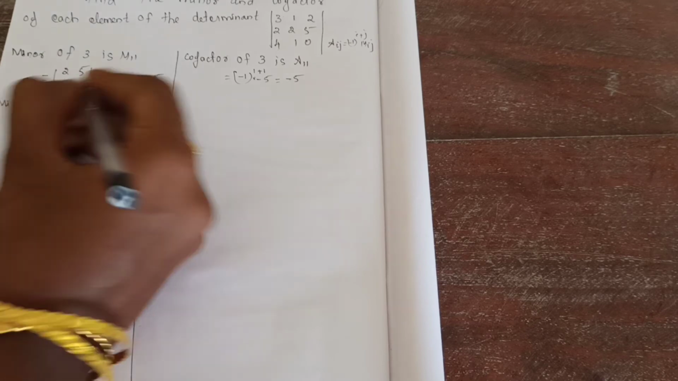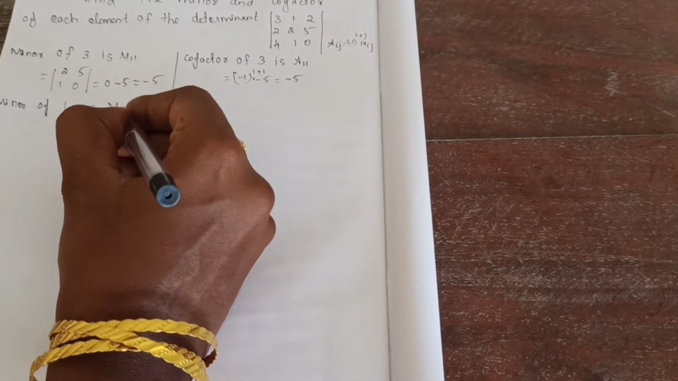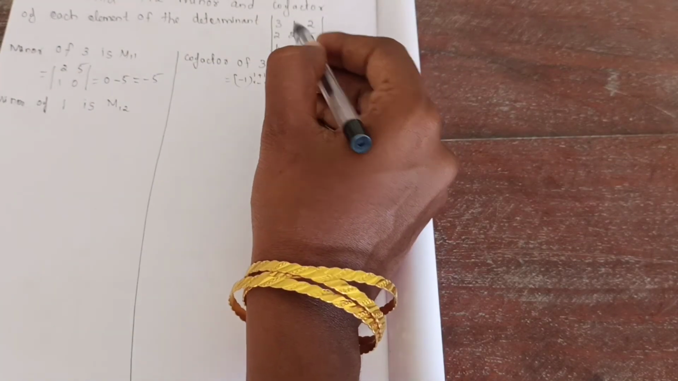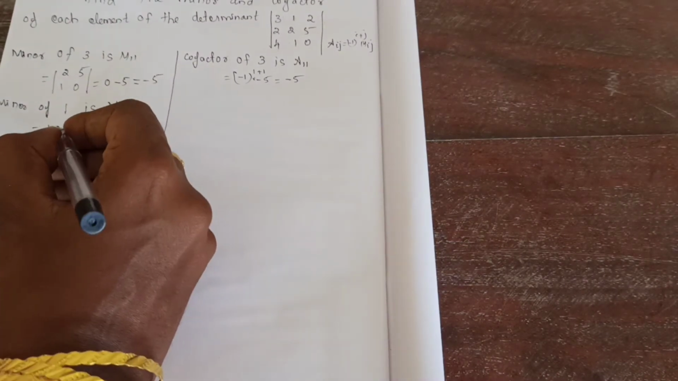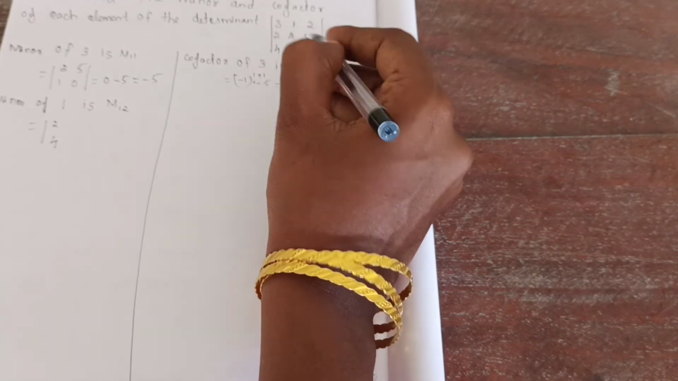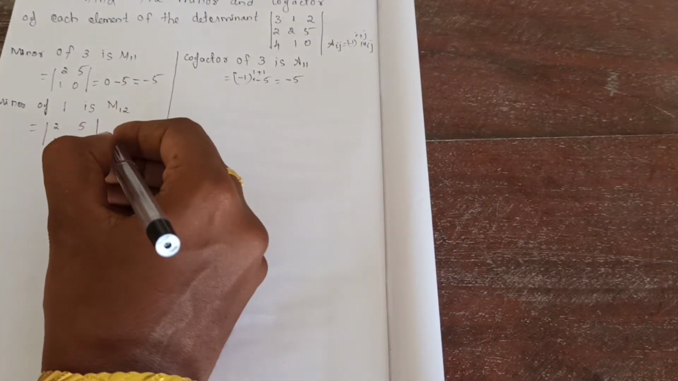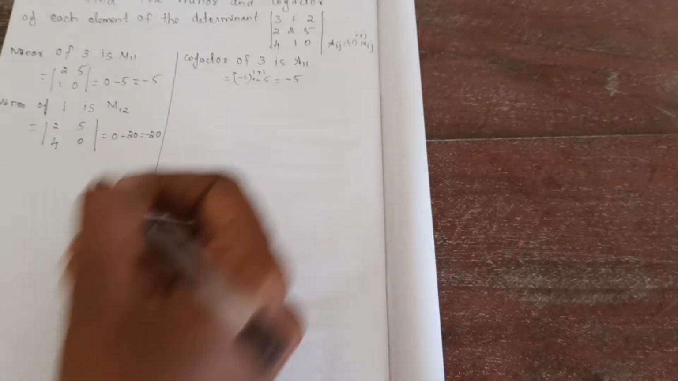Then next one, how will you find the minor of the next number, 1? That is M12. You will cancel this particular row and this column. Carefully, the balance is 2, 4, 5, 0. Multiply 2 into 0 means 0, minus 20. You will get minus 20.